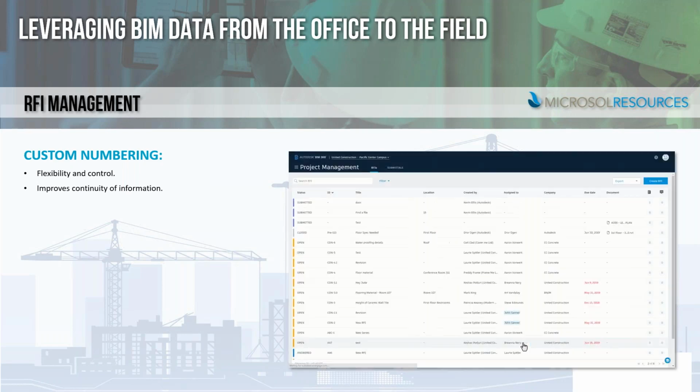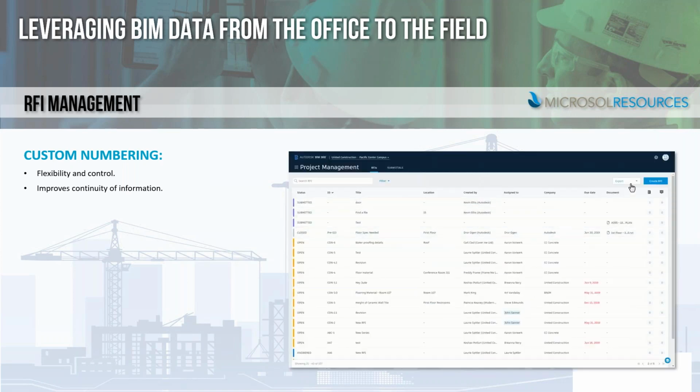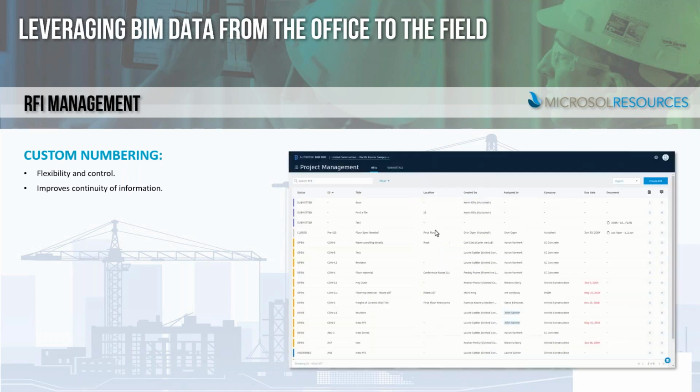You can also have settings where, unless an RFI is actually issued, it doesn't take on the customized number in the platform. Therefore, if an RFI kind of goes away, it's not going to mess up the sequence of numbering in your submittal log.